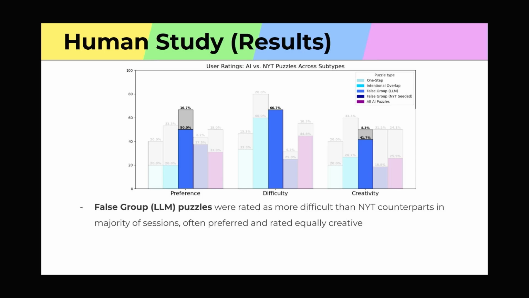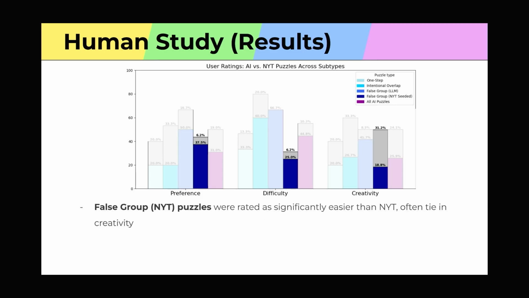Our false group puzzles, where we have an LLM-proposed false group, were rated as more difficult in the majority of sessions, and they were often preferred to New York Times puzzles overall, and rated as equally creative. The New York Times seeded false group puzzles were rated as significantly easier than New York Times puzzles. They often tie in creativity. This kind of makes sense given we're directly borrowing one of these groups from a real puzzle.